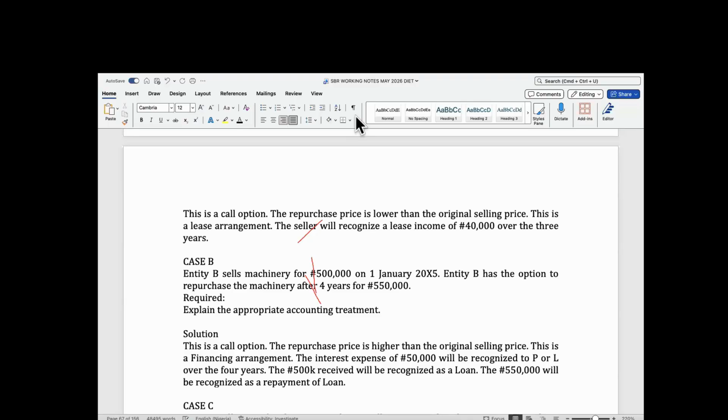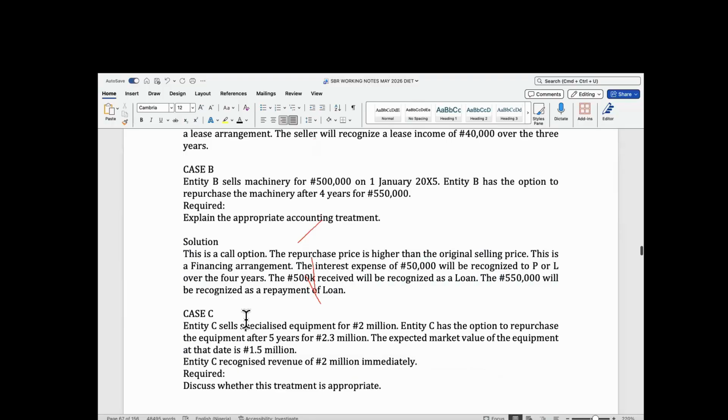It's so good, but the thing is that the exam does not really ask those double entries per se. They just always assume you know. So these are the substance that you should note, how each of them is treated. The 50,000 is interest recognized over 4 years. The 500,000 is a loan. The 550 is a repayment of that loan plus interests.